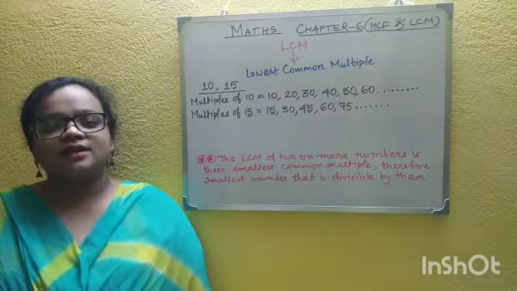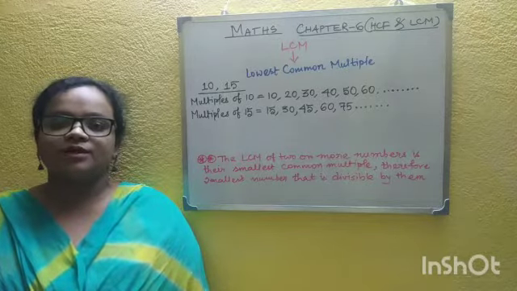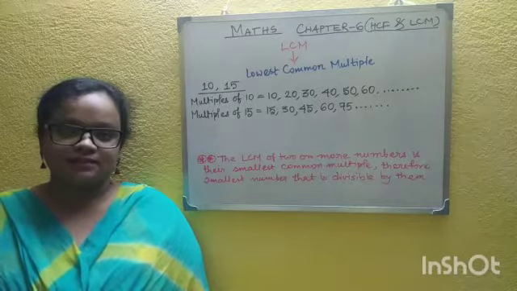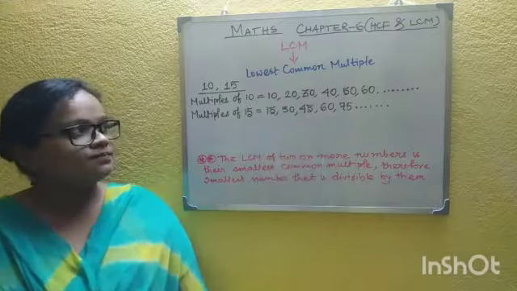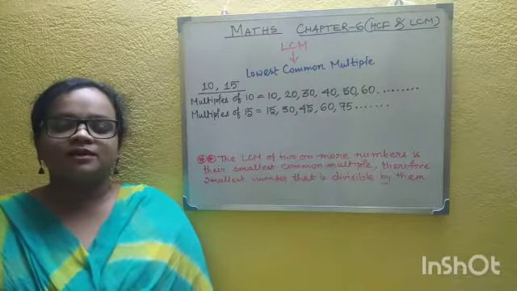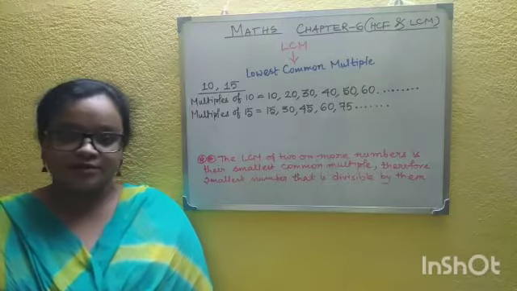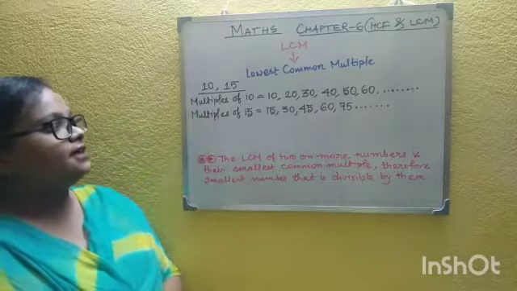In our previous class, we did some problems on HCF. Today we are going to start LCM. LCM means lowest common multiple. Now, students, you know how to find multiples and common multiples of two numbers, three numbers, right? So, let's consider two numbers, 10 and 15.